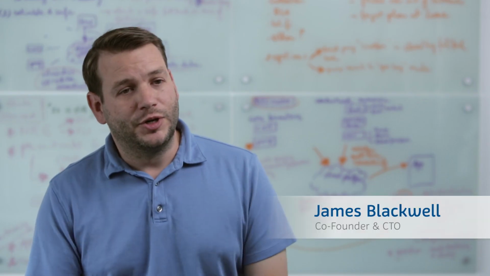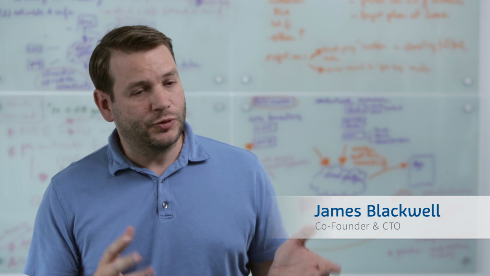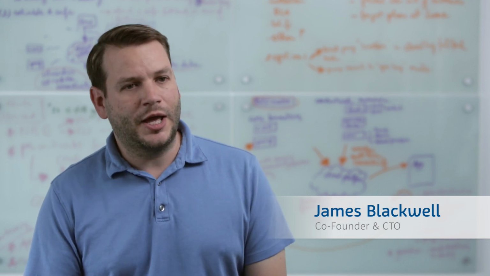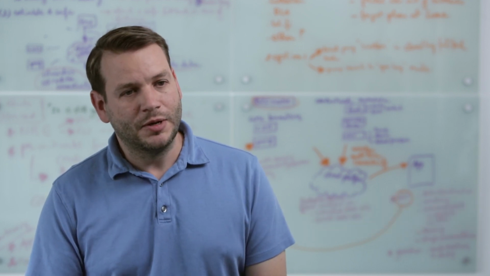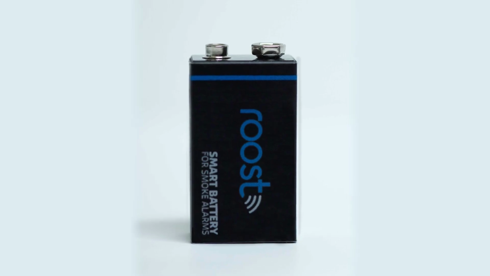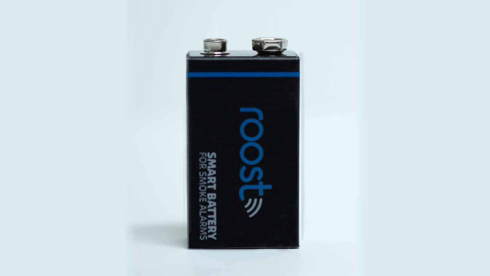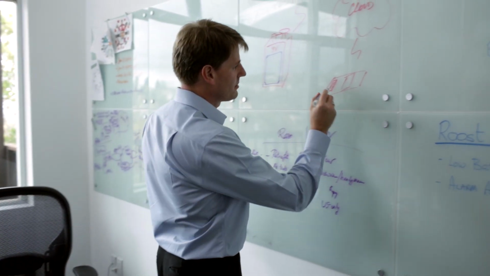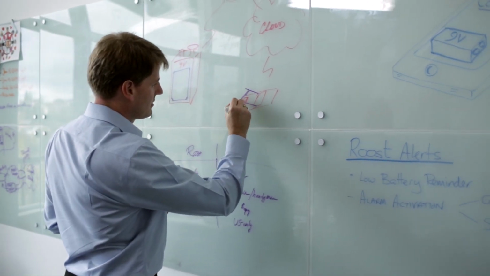In the event of a real emergency, that audible alert is very useful if you're at home. It allows you to take immediate action and protect what matters to you most. But if you aren't at home, that audible alert is useless. We've designed the Roost Smart Battery to be as familiar and simple to use as a regular 9-volt battery, but we've packed it full of technology to make your existing smoke alarm safer and the battery last longer.